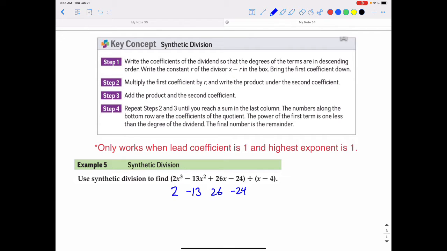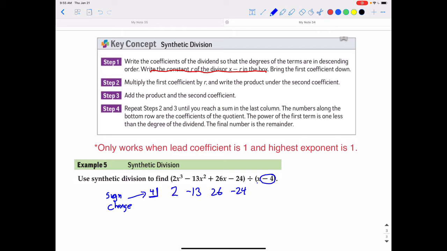And then it also says to write the constant r of the divisor x minus r in the box. What that means is, and you're going to have to follow along with this, with the pattern, is that inside a little box on the outside, we're going to write the constant of the divisor. So the constant of the divisor is negative 4. But what we're going to do here is we're going to write a positive 4 in here. We're going to do a sign change. So instead of a negative 4 that's in the divisor, we're going to write positive 4.